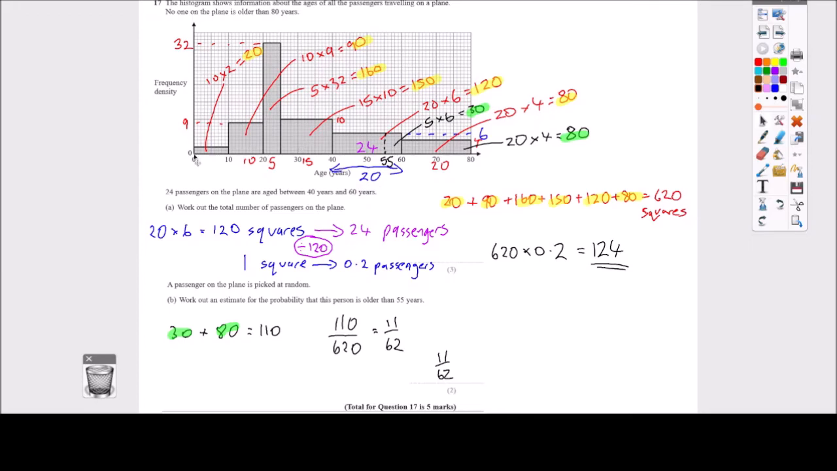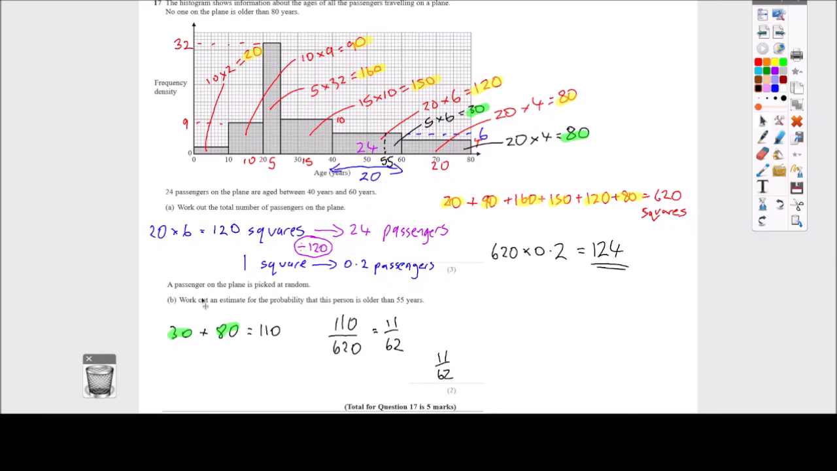So this first one here, it's got a base of 10, a height of 2, that's 20 baby squares. Base of 10, height of 9, that's 90. Base of 5, height of 32, that's 160. Base of 15, height of 10, that's 150. And the one we've already done, 120. Then finally over here, base of 20, height of 4, that's 80. So adding up each of those baby square areas, which are highlighted in yellow, I get 620 baby squares. And as I said before, each baby square is 0.2 of a passenger. So 620 times 0.2 means there are 124 people on the plane.